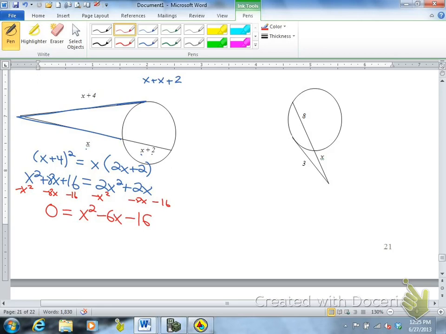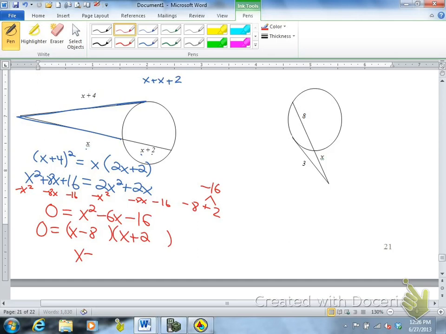If you ended with a negative x squared term, then take everything to the other side, and that'll make it a lot easier for you. So we have to factor this. You need factors of negative 16 that will add to give you negative 6. So 8 and 2 will get you to 6, depending which one's negative. You want it to be negative 6, so you're going to have a negative 8 and a 2. So you have x minus 8, x plus 2.